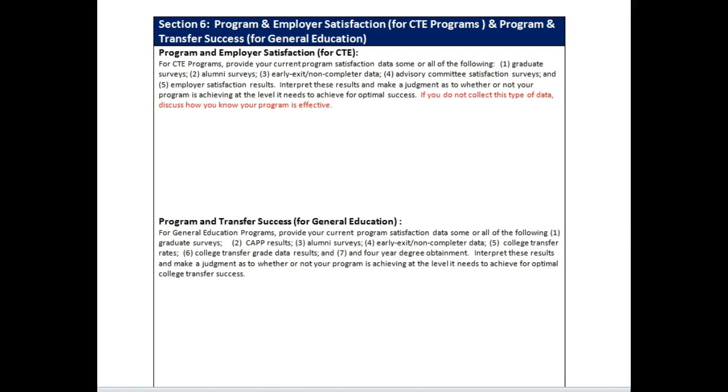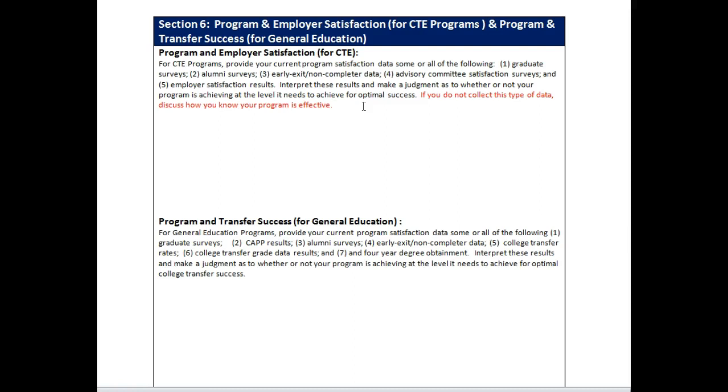For section 6, you're dealing with employer satisfaction for CTE programs. Provide your current program satisfaction. Here we're submitting what you have in terms of graduate surveys, alumni surveys, early exit non-completer data. If you do not have graduate surveys specific to your program, you need to begin. We do have general ones, but this is very easy to do.